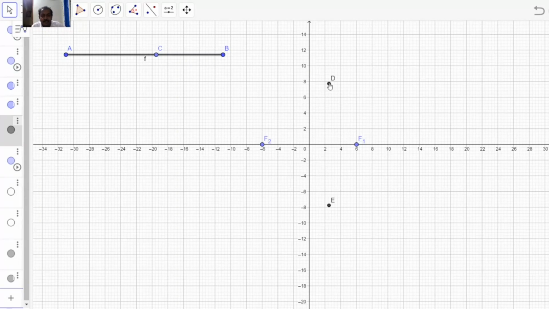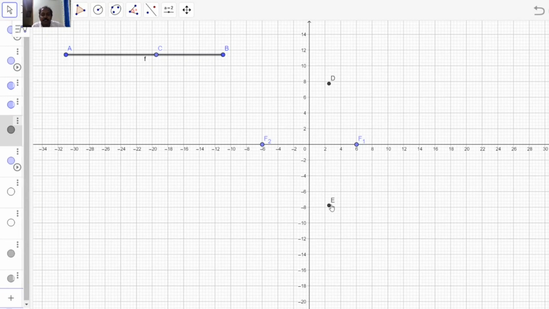We consider the point D such that the distance of D from F1 plus the distance of D from F2 is always a constant. That constant is taken as the length of AB. So the distance from A to C will be from F2 to D, and the distance from C to B will be from F1 to D, so that the sum of the distances is always a constant. Now you find the locus of all such points.